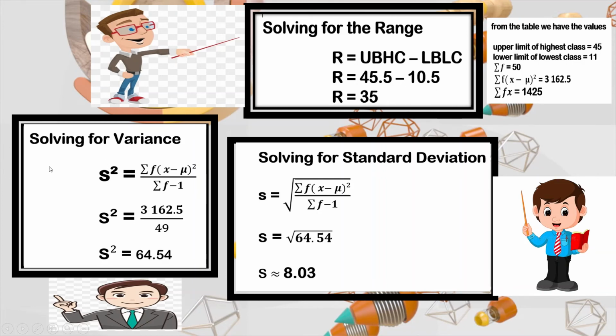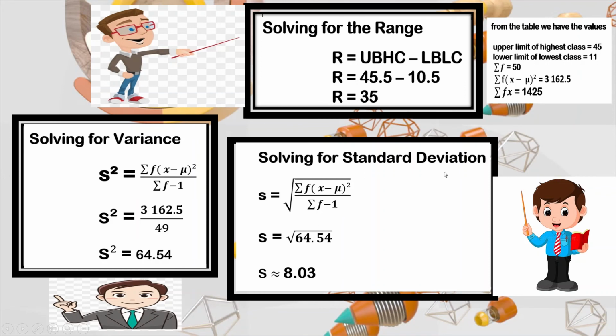That's it. Now solving for variance. The formula for variance is s squared is equal to the sum of f times the quantity x minus mu squared, divided by the sum of f minus 1. You have the value already here, 3162.5, you're just going to substitute. You know your sum of f is 50, so minus 1 is 49. Then divide 3162.5 divided by 49 is 64.54. That is your variance.